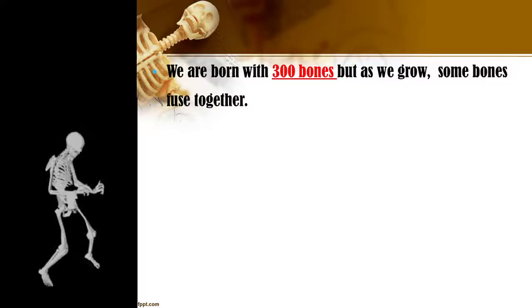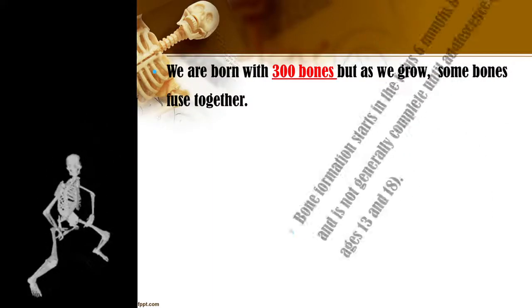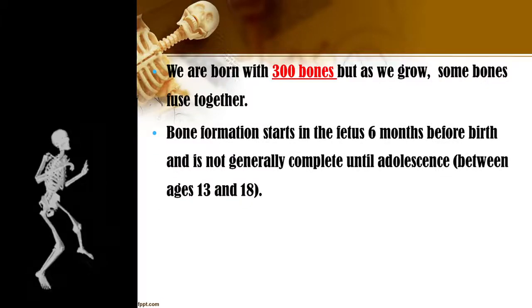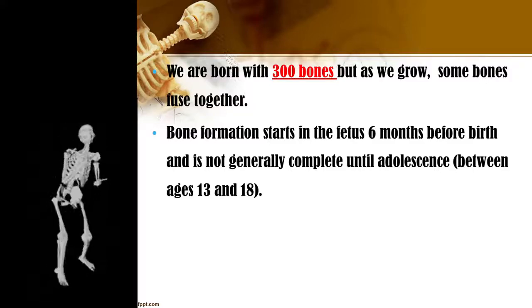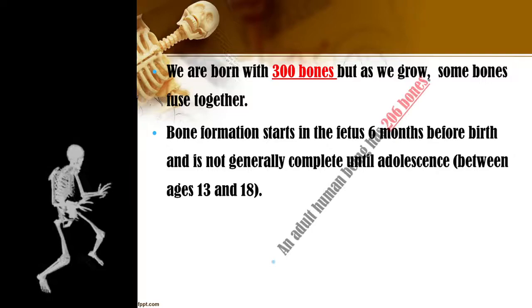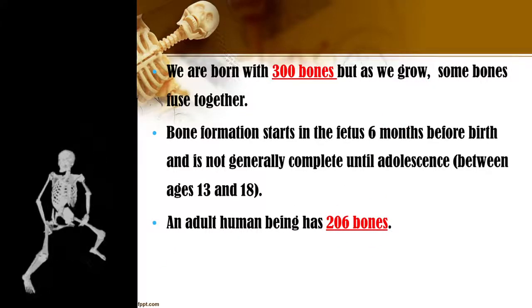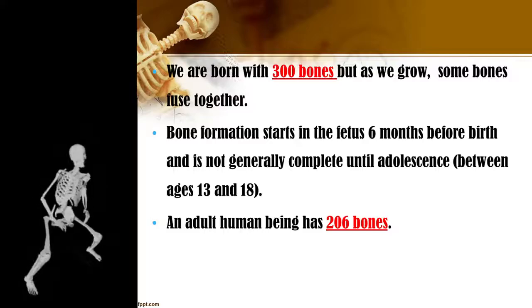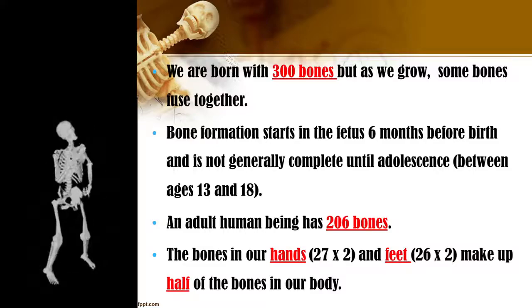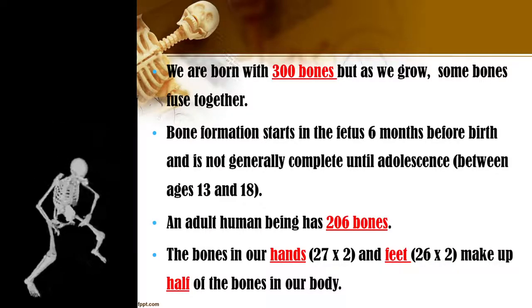We are born with 300 bones, but as we grow, some bones fuse together. Bone formation starts in the fetus 6 months before birth and is not generally complete until you reach adulthood or adolescence. An adult human being has 206 bones. Yes, you are right. Babies have more bones than adults. The bones in our hands and feet make up half of the bones in our entire body.